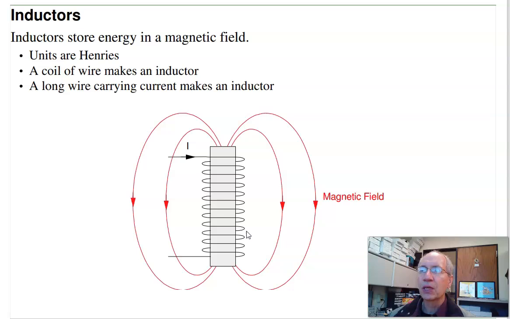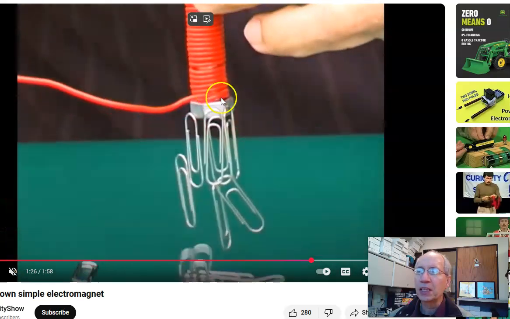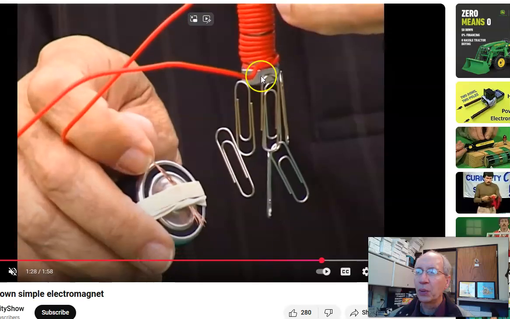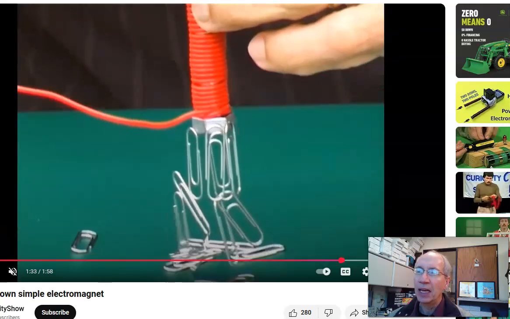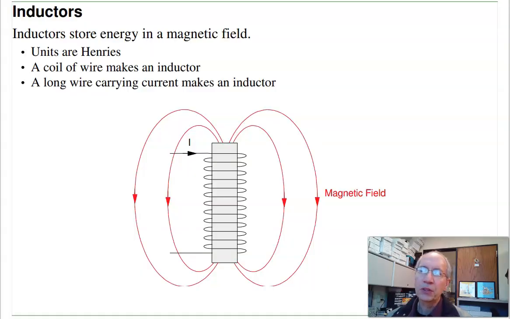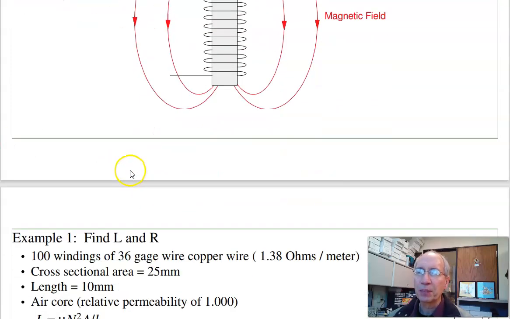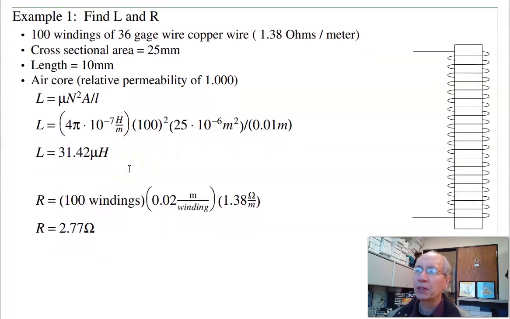Now, starting out, an inductor is something which stores energy in magnetic fields as opposed to electric fields, like capacitors. For inductors, the units are henries, and one way to make an inductor is just wrap wire around an iron core. That makes it an electromagnet. That also makes it an inductor. For example, this is an electromagnet. Just take a bunch of wire, wrap it around a piece of iron, put current through the wire, and you have a magnet. And you also have an inductor. So inductors and electromagnets are really the same thing. Whatever stores energy in a magnetic field is an inductor.